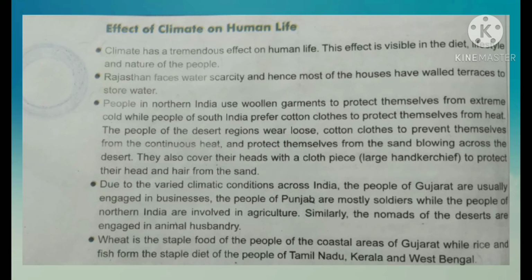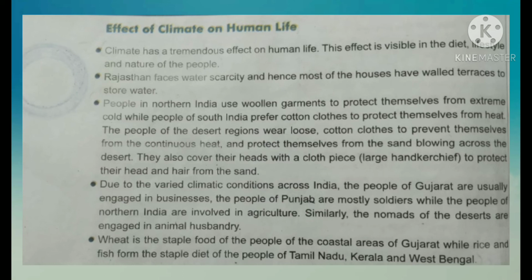The people of the desert regions wear loose cotton clothes to protect themselves from the continuous heat and from the sand blowing across the desert. They also cover their heads with a cloth piece, that is a large handkerchief, to protect their head and hair from the sand. The people who are living in the desert area wear loose cotton clothes to prevent themselves from continuous heat. And they cover their heads with a large handkerchief to protect their hair and head from dust and sand.